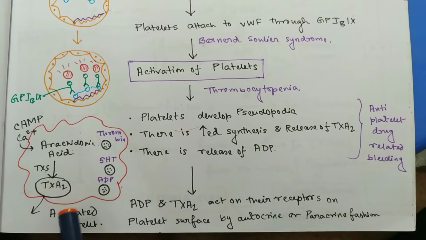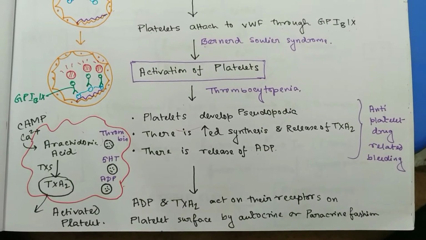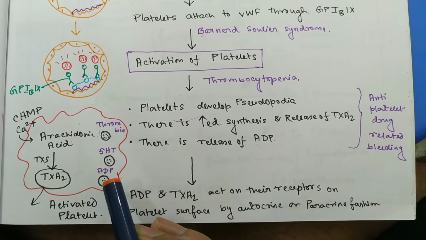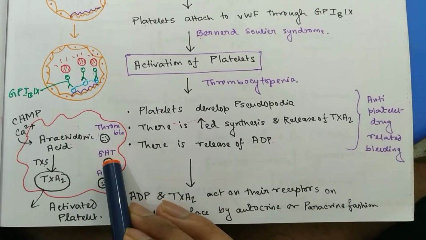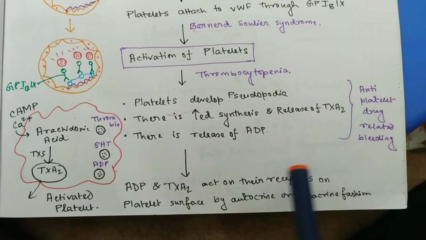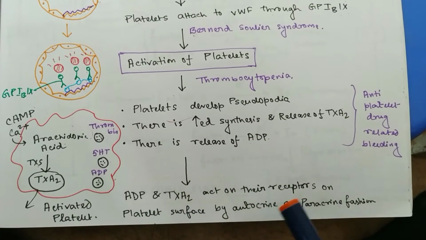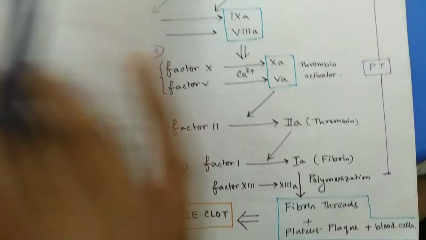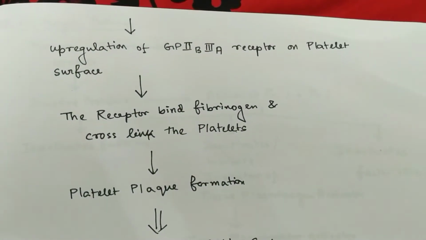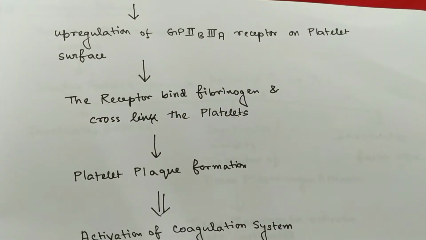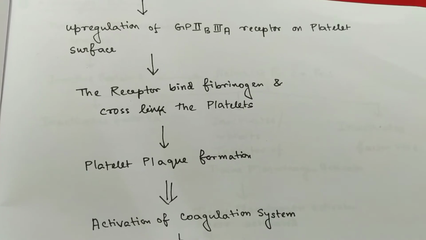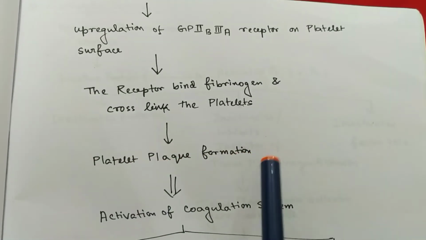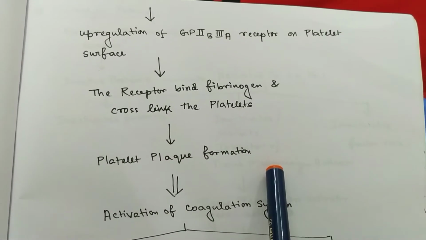increased synthesis and release of Thromboxane A2 from the plasma membrane component, and we will discuss this later in detail. And there will also be release of some chemicals like ADP, serotonin, thrombin, etc. This ADP and Thromboxane A2 will act on their receptors on the platelet surface in an autocrine or paracrine fashion, and thereby there will be upregulation of glycoprotein 2b3A receptor on the platelet surface, and the receptor binds fibrinogen and cross-links the platelets. Finally, platelet plaque formation occurs. Up to this whole process is called primary hemostasis.